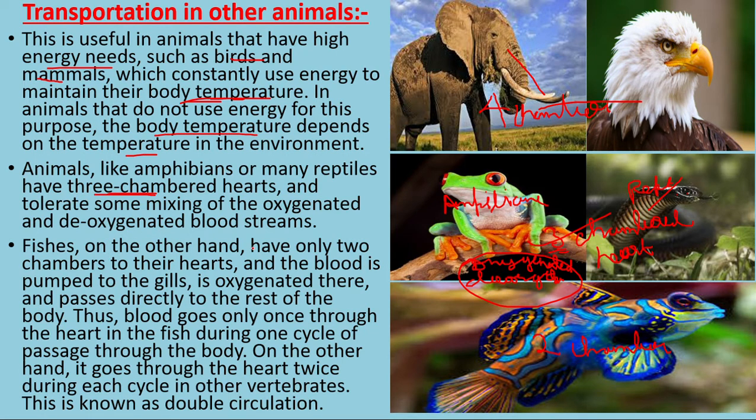Fishes on the other hand have only a two-chambered heart, as I said before, and the blood is pumped to the gills, is oxygenated there and passes directly to the rest of the body. Thus, the blood goes only once through the heart in the fish during one cycle of passage through the body. On the other hand, it goes through the heart twice during the cycle in other vertebrates. This is known as double circulation.